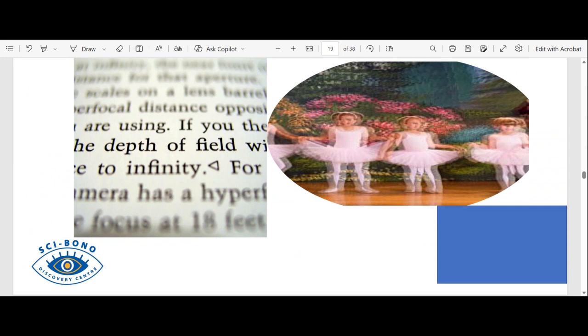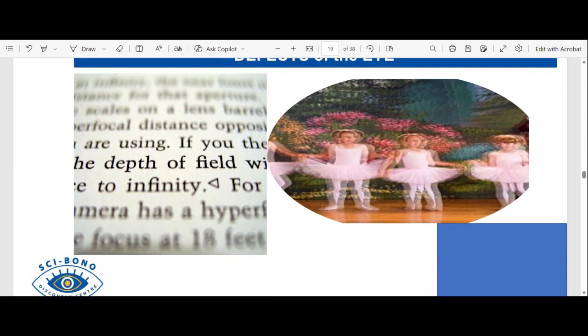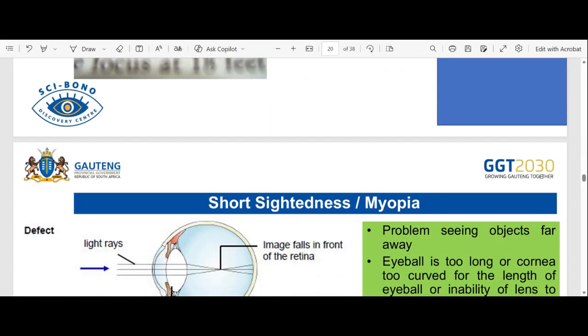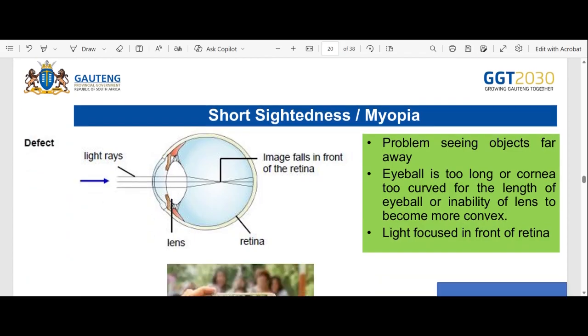Let's go to visual defects, defects we have in the eye that cause you to see things blurry, to have blurry vision. The first defect we have is myopia. What is myopia, or short-sightedness? It means that you can see things up close, but you can't see things that are very far.